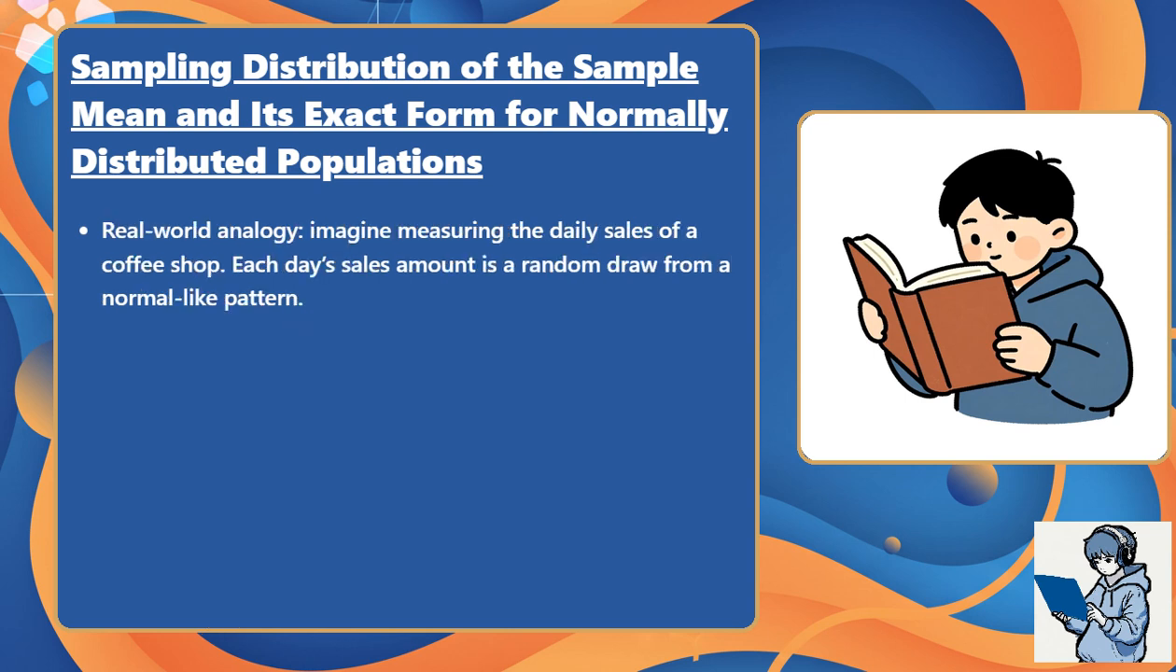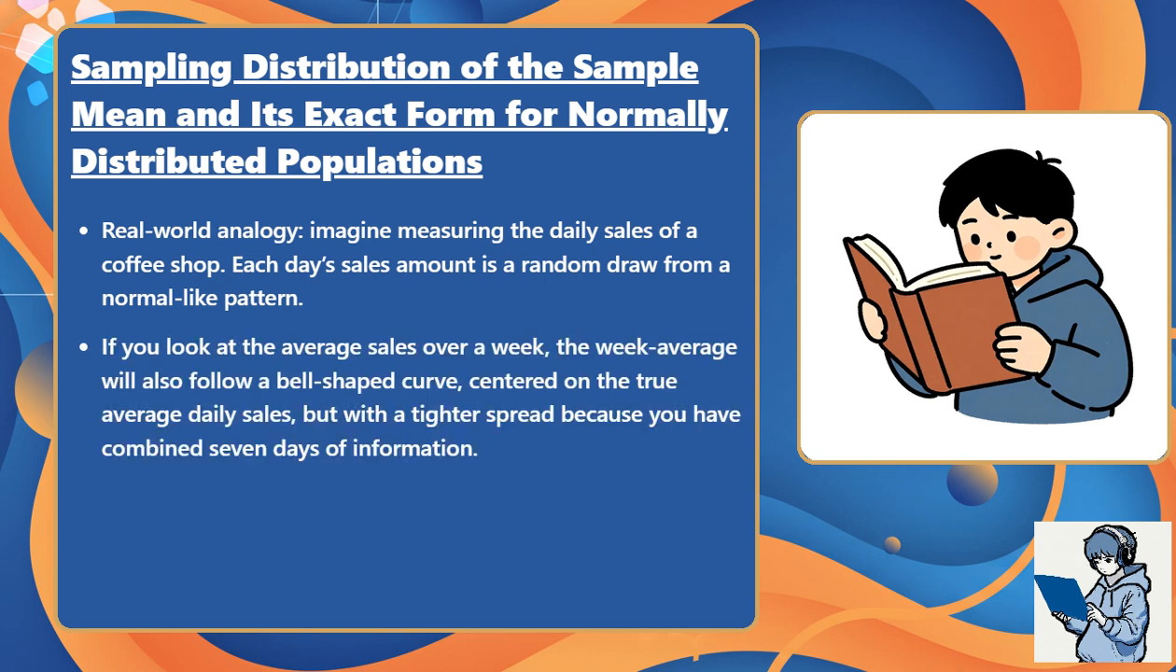Real-world analogy: imagine measuring the daily sales of a coffee shop. Each day's sales amount is a random draw from a normal-like pattern. If you look at the average sales over a week, the week average will also follow a bell-shaped curve, centered on the true average daily sales, but with a tighter spread because you have combined 7 days of information.